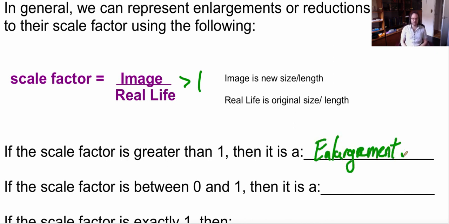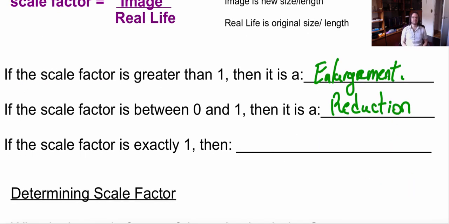Now, if the scale factor is between 1 and 0, then it must be a reduction. That makes sense because that means my image is smaller than my real life object. If we think of this, this is also why we can't have a negative, because none of these, my image or real life, are going to have a negative measurement. So if the scale factor is between 0 and 1, it is a reduction.